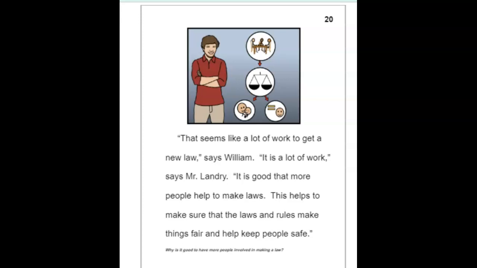My question for this page is, why is it a good idea to have more people involved in making a law? Let's discuss this question as our chapter comes to an end.